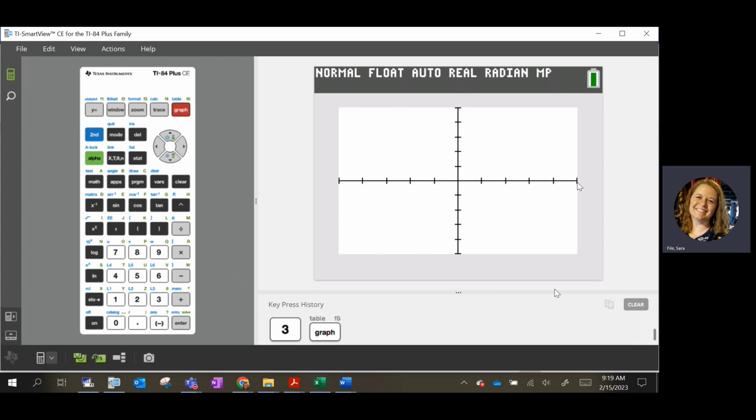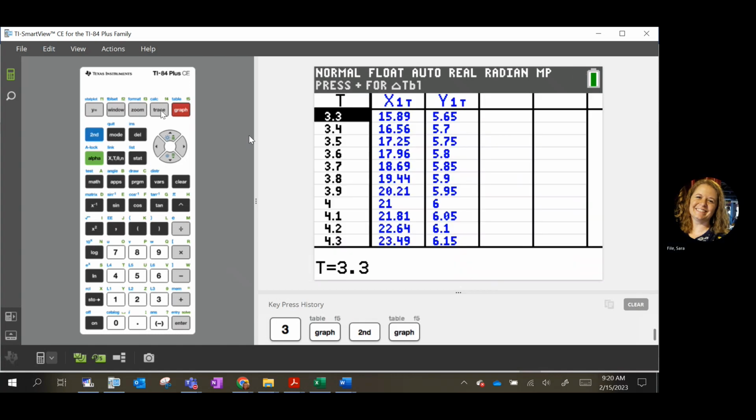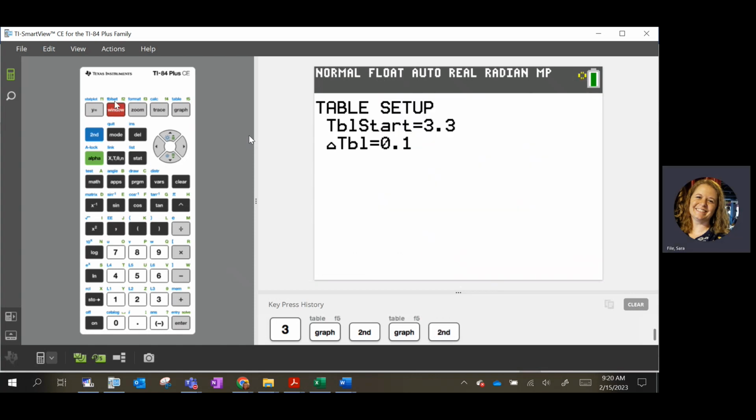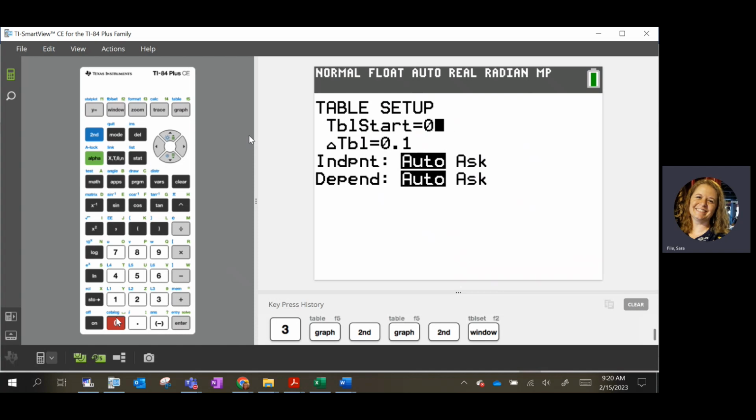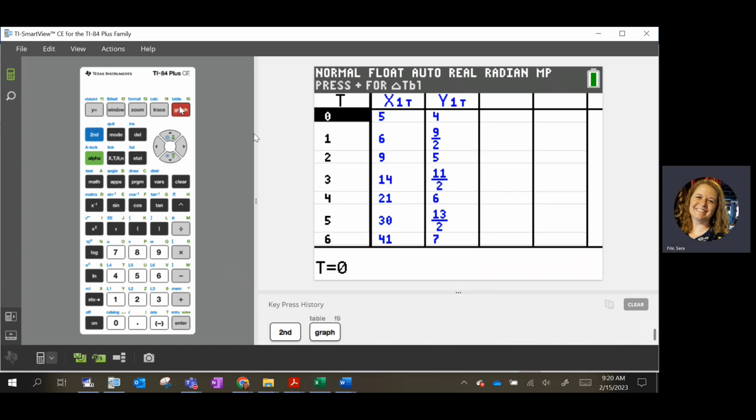If you're not sure what your window settings should be, go to your table, go to second graph. I'm going to go to second window to do my table set because I want to just have it count by ones. The change in the table just to be by ones instead of by a decimal. So if yours is going by decimal values, you can go to second window. That gives you your table setup, and you can change that to a 1. Okay, but your starting value has to be an integer for it to accept that it's going to be by ones. So now I'm going to go back to my table.